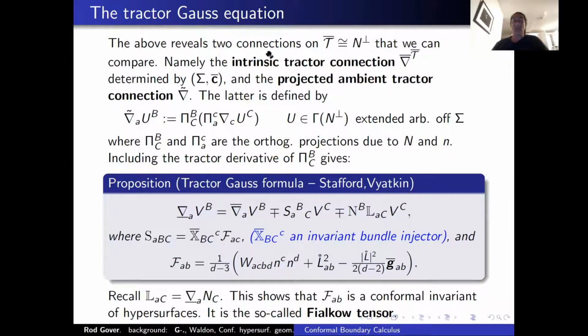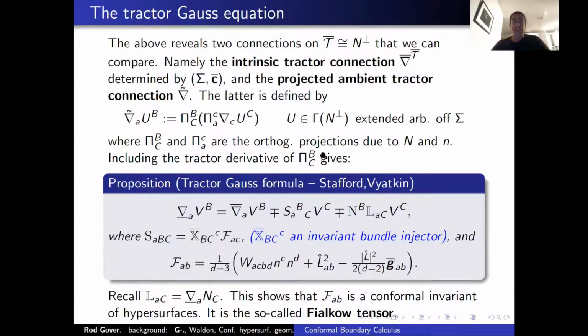But you also have the ambient tractor connection, and so you can make a projection of that ambient tractor connection. This is just the usual thing that you do by orthogonal projection. So you take a tractor field in the n-perp, differentiate it with the ambient tractor connection in the directions along the hypersurface, and then project the answer back orthogonally into n-perp, right? So I'm calling that nabla tilde. So you have that connection and the intrinsic one, and they both act on these bundles we're identifying now.